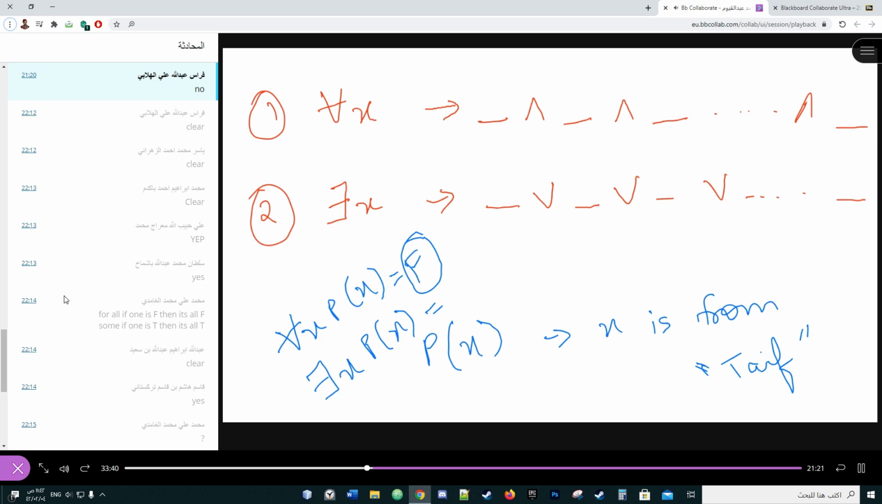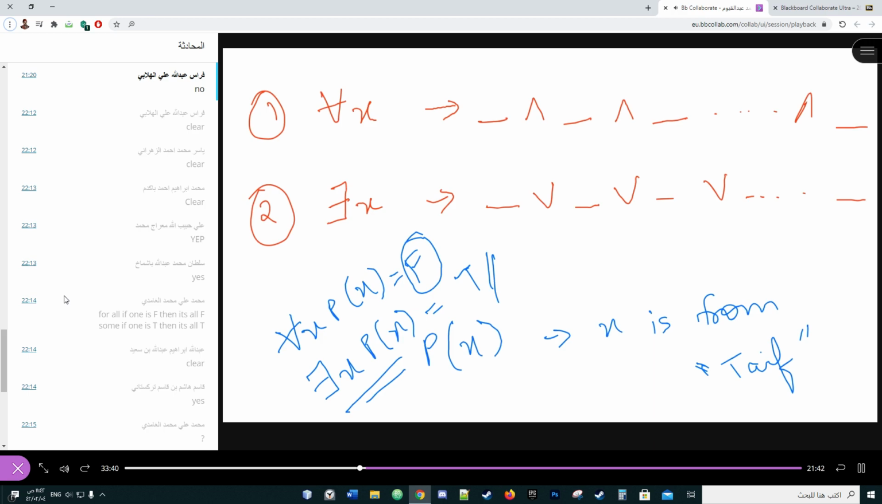I no need to ask. I just stop there. I got one student and it's true. But to find out if it's false, I have to ask all the students. Only if all are false and no one is from Taif, then I can answer this. So it's like a loop.